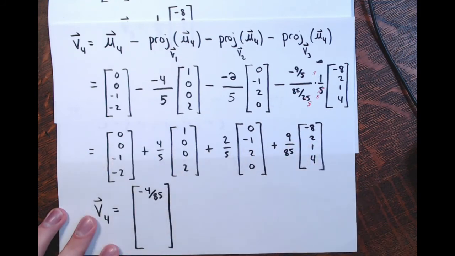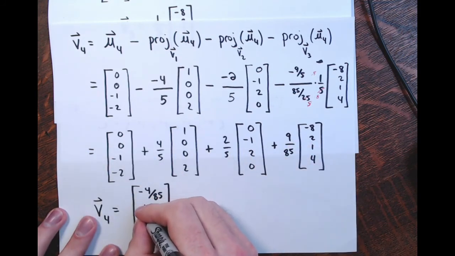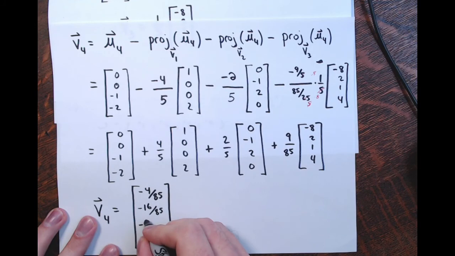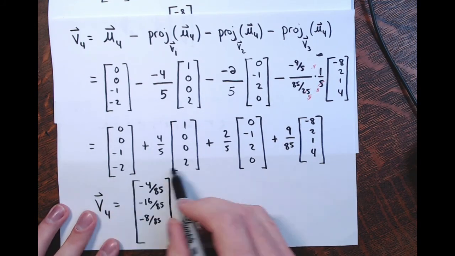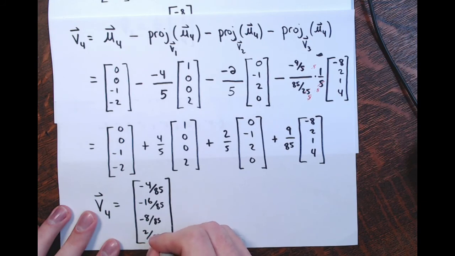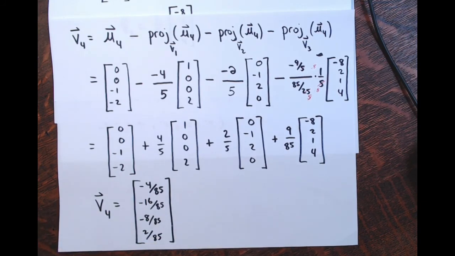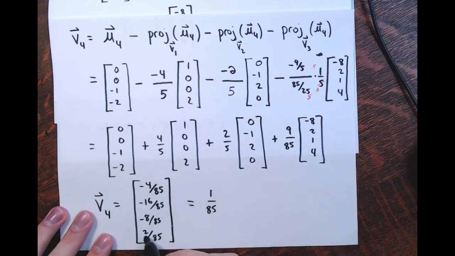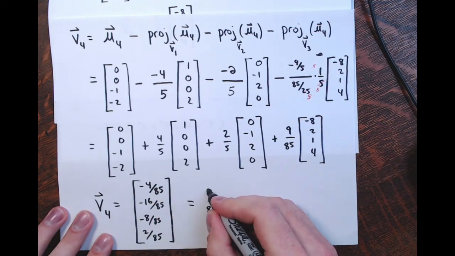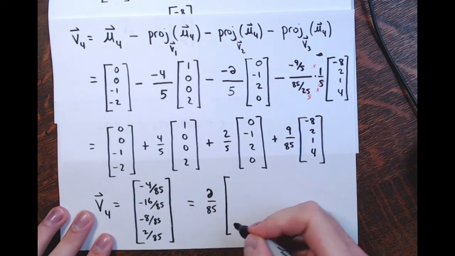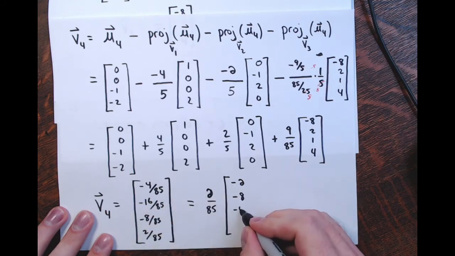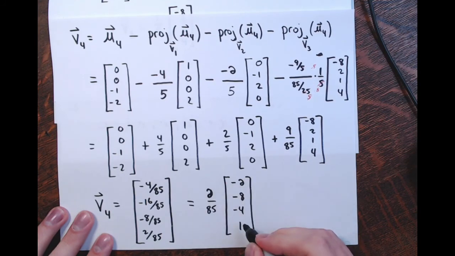But if I go through the second components, I'll get -16/85. Go through the third components, get -8/85, and go through all the fourth components, get 2/85. And there we go. And if you want, you can pull the 1/85 out of this. In fact, each of them has 2/85 in common. Pull out 2/85 times the vector -2, -8, -4, and 1. And there's V4.